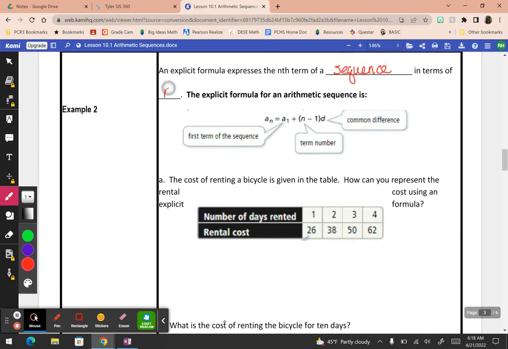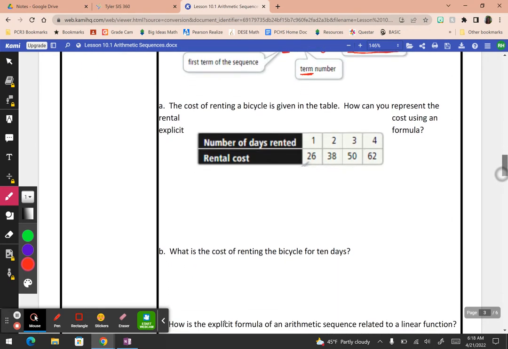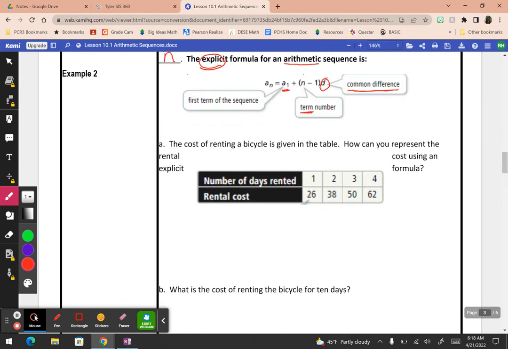in terms of n. So the explicit formula for an arithmetic sequence, again, explicit for arithmetic, looks like this. A sub 1, so you still have to have your first term, plus n minus 1, the term number is your n, so if I want the 52nd term, I would put 52 in there, times the common difference. That d is your common difference. So if we're multiplying by the common difference, that means we're going to get there quicker, right? So we don't have to keep adding, then adding, then adding again. So let's use that to help us with this next part.